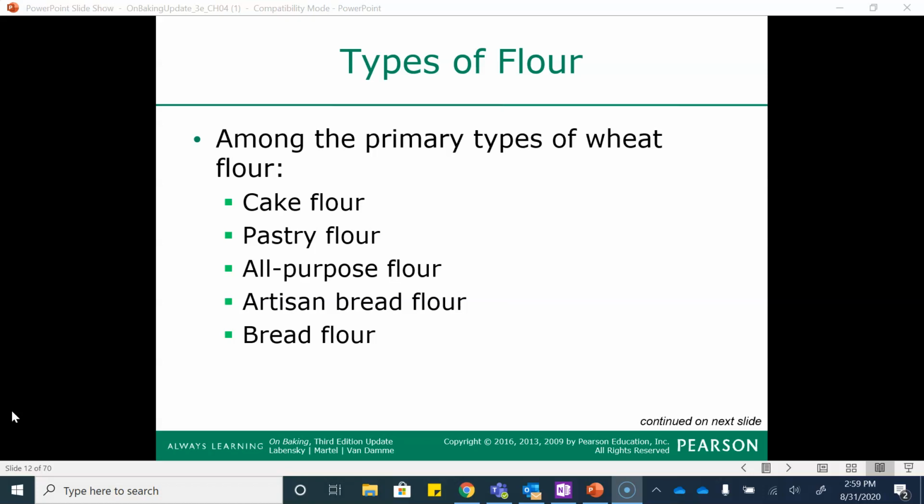Durum flour is made from a type of hard wheat with an amber germ and high protein content. It's used to make noodles and pasta and blended in some crusty Italian bread formulas.